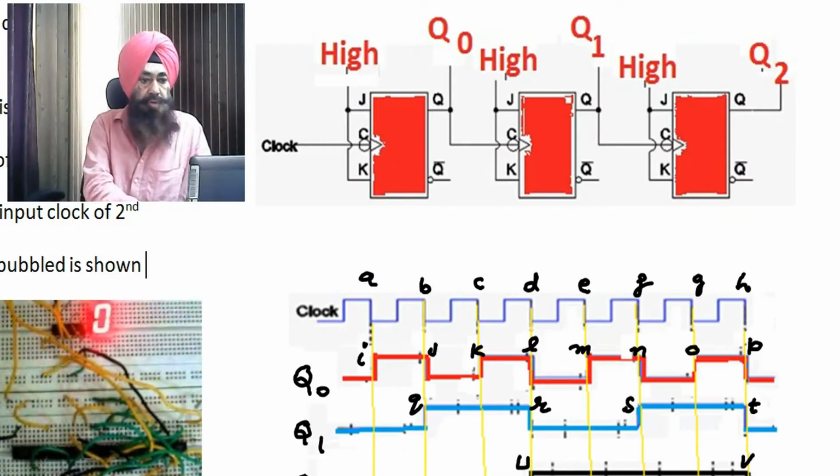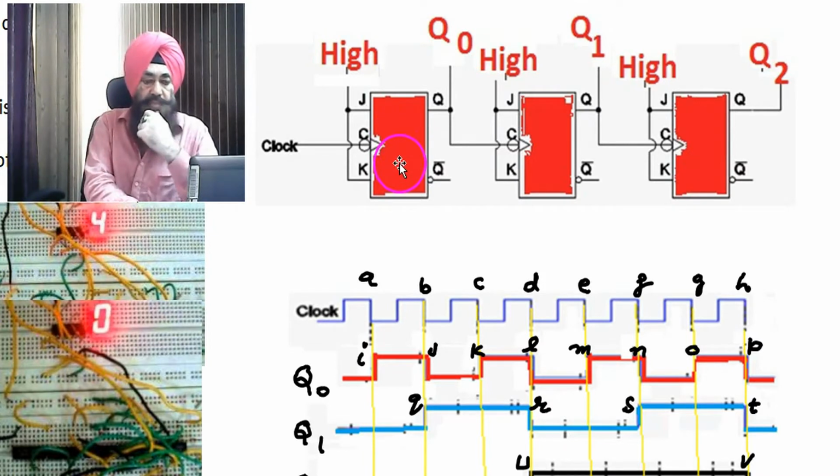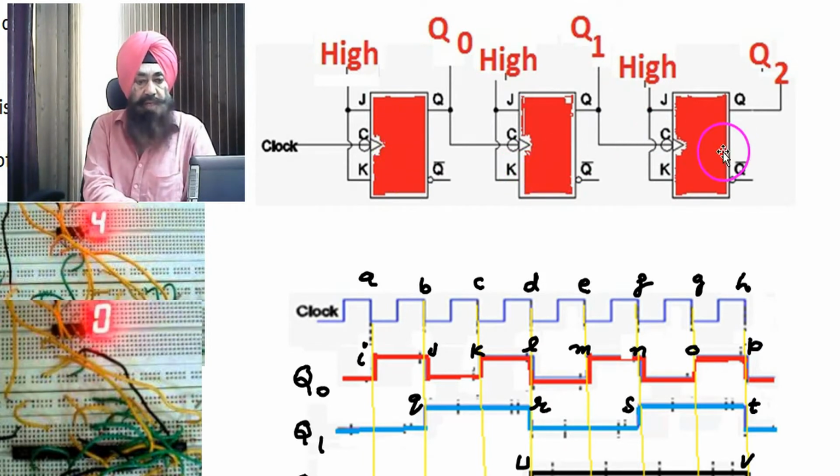So there are three flip-flops: JK flip-flop 1st, JK flip-flop 2nd, JK flip-flop 3rd. The J and K of all the flip-flops are connected together and given a high, meaning 1. As J and K are connected together, they serve as toggle flip-flops. They will toggle when they meet a clock pulse.